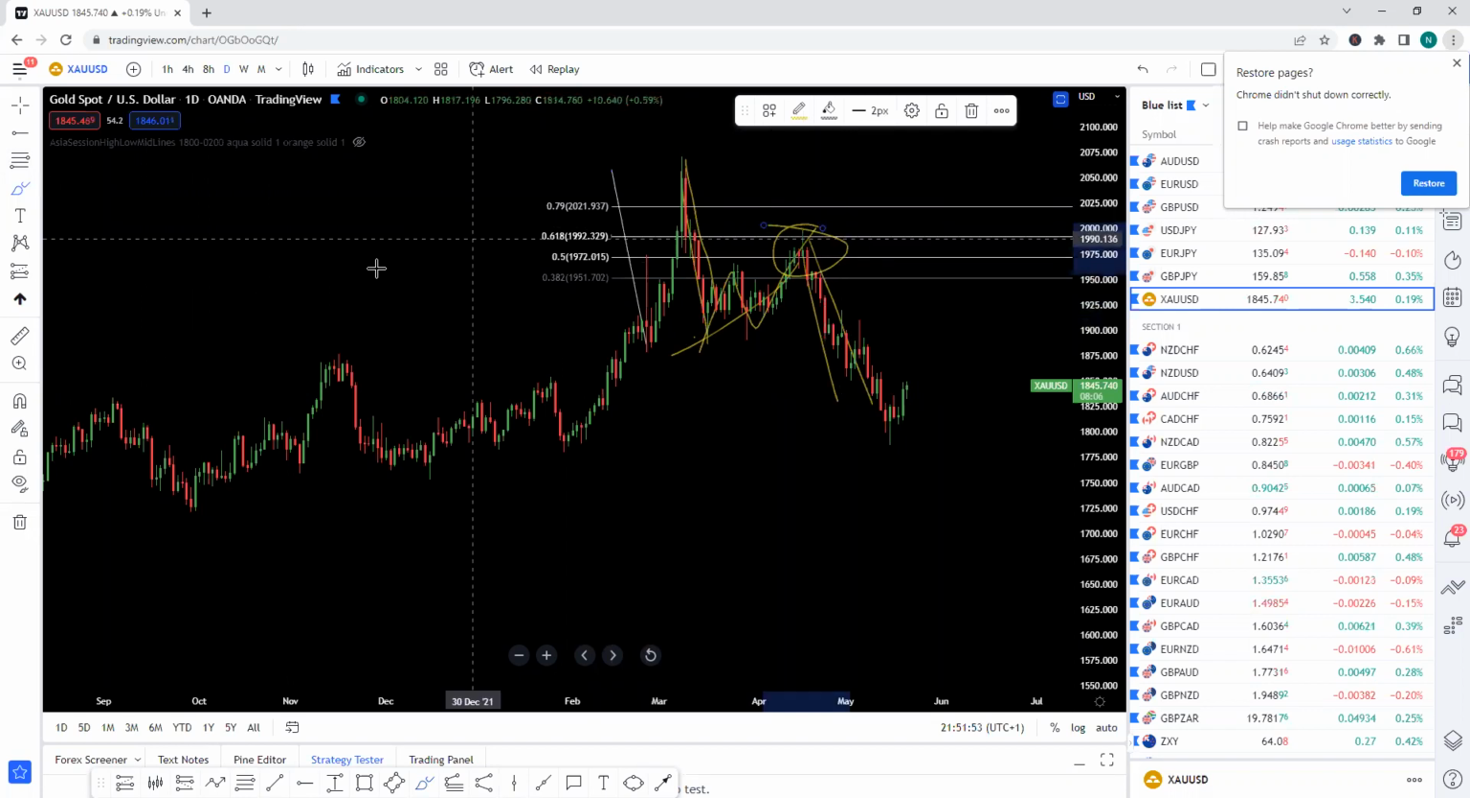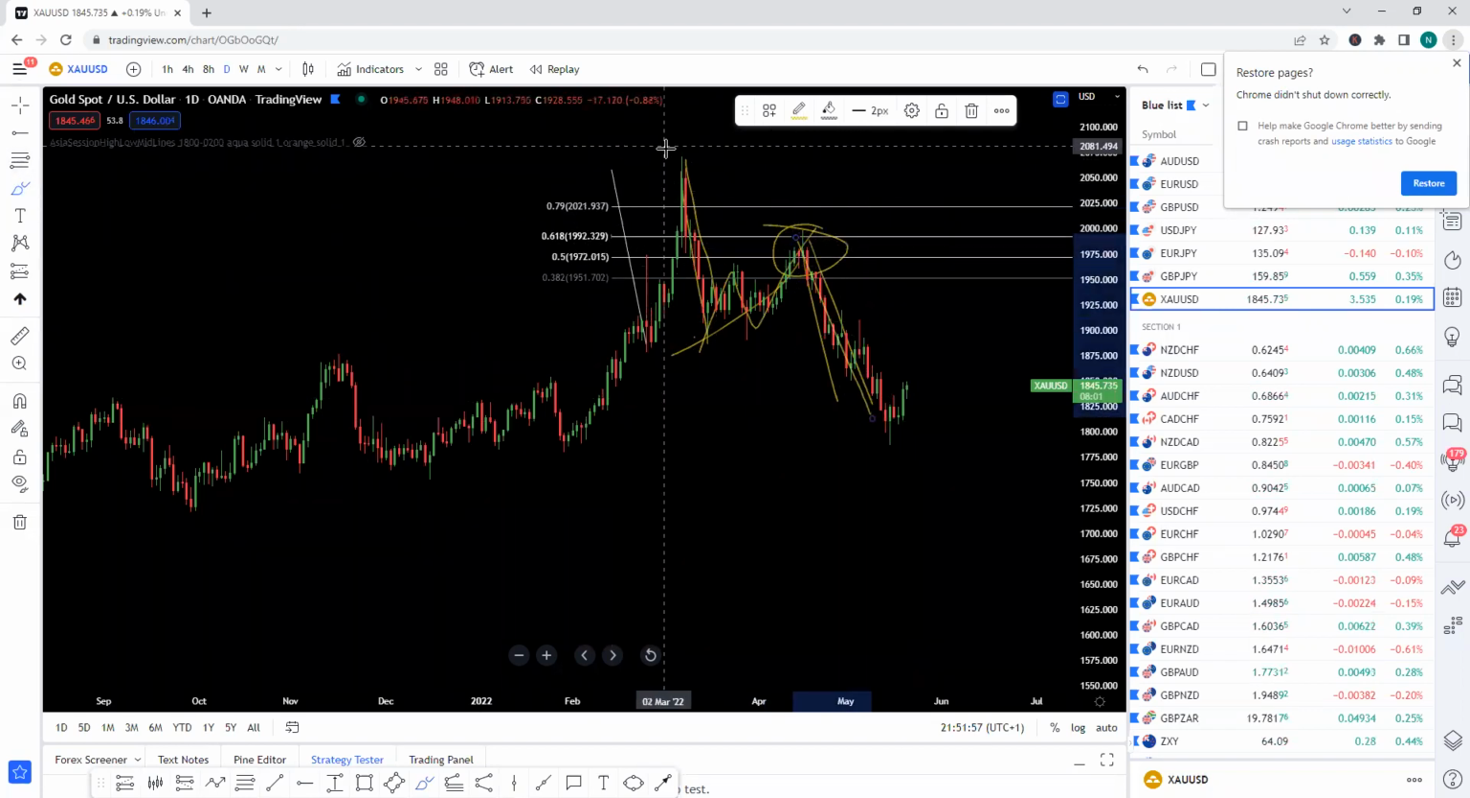Raw. I'm telling you this thing is raw. So after this, what do you expect? Boom. This has made equal leg.